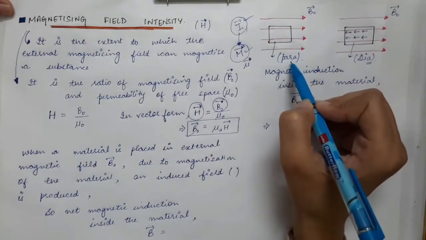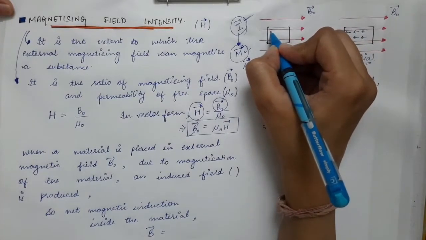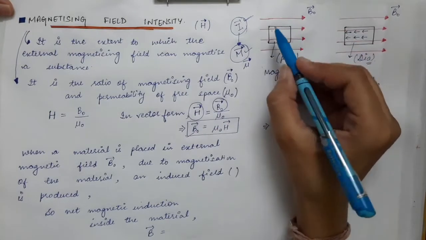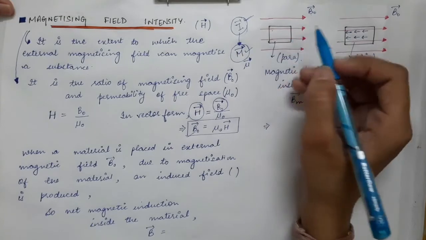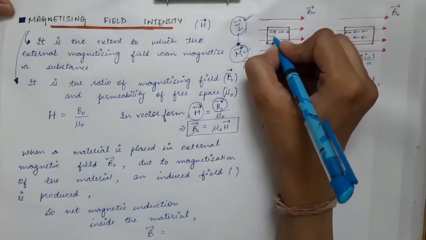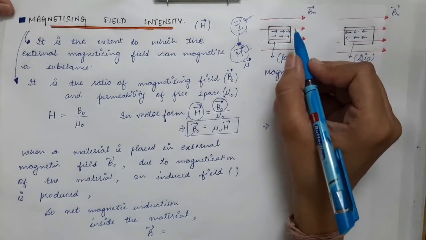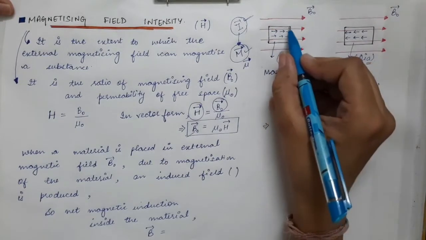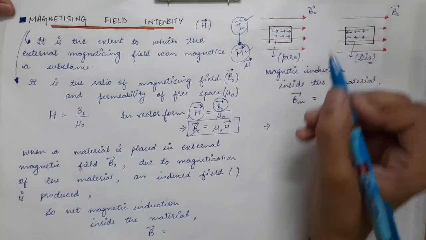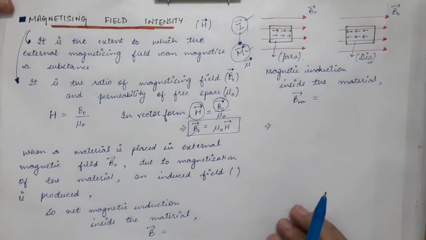Now the opposite case occurs in the case of paramagnetic substance. Every atom has a magnetic dipole moment already present, and when those atoms are placed in an external magnetic field, the magnetic dipole moments get aligned in the direction of the external magnetic field. This means the substance gets magnetized in the direction of the magnetic field, so the total magnetic field inside the sample increases. And in the case of diamagnetic substance, the magnetic field decreases.